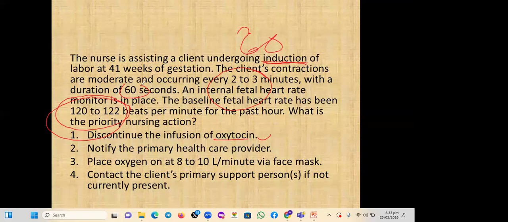If you have absent or decreased variability, it is not a good thing, and you need to inform the healthcare provider. But look at what is causing it. If something is causing it, the first thing to do will be to stop that thing, and that will be the priority here. Because if you inform the healthcare provider, the instruction will still be to stop the oxytocin. So your priority action will be to stop the oxytocin, and then subsequently you inform your healthcare provider.